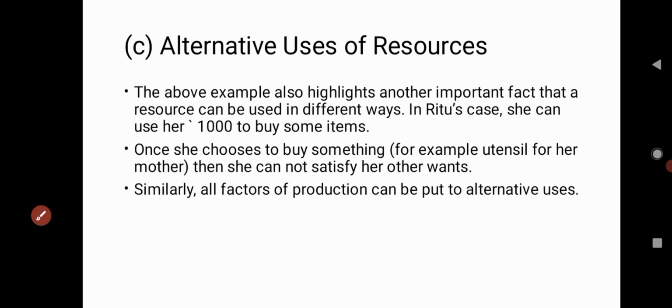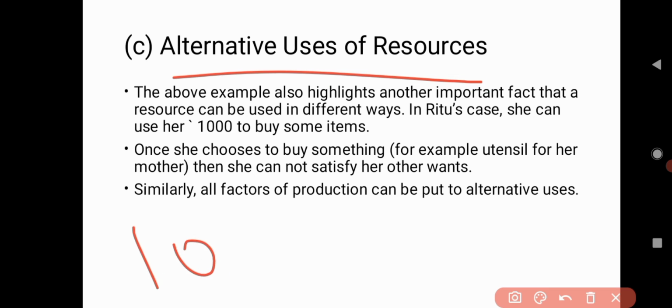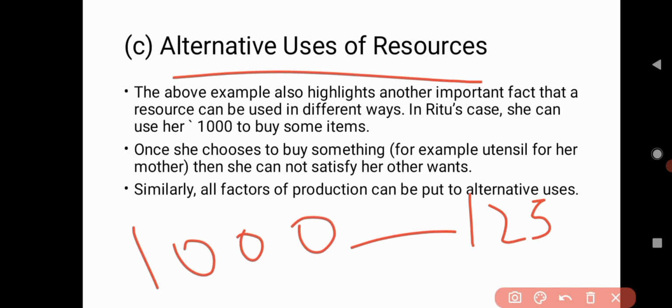Let us come to the next part, that is alternate use of resources. What does alternate use of resources refer to here? Ritu has only 1,000 rupees and the cost is going to 1250, so she has to give up something from the want list, right? She can use her 1,000 to buy some items. She chooses to buy, for example, utensils for her mother, and the sari and set of bangles she has given up. So she has utilized these limited resources in alternate use. These things are in priority: I will buy those things first and the rest I can do later because I have very limited resources.